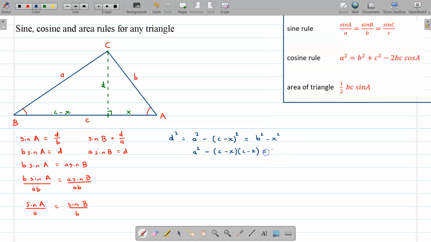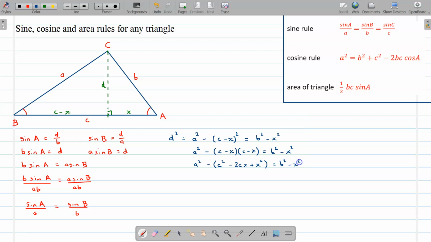And that equals b squared minus x squared. Okay, so because they're both equal to d squared, I can ignore that now, just as I ignored the d over here. Okay, and if I multiply out that pair of brackets, I get c times c is c squared. Then I've got minus cx minus another cx, so minus 2cx. And then I've got minus x times minus x, which is plus x squared. Okay, and that equals b squared minus x squared.